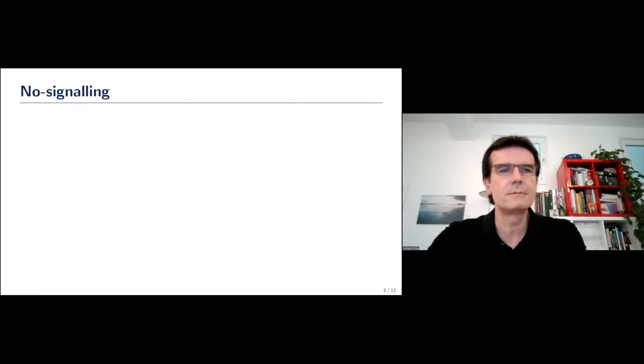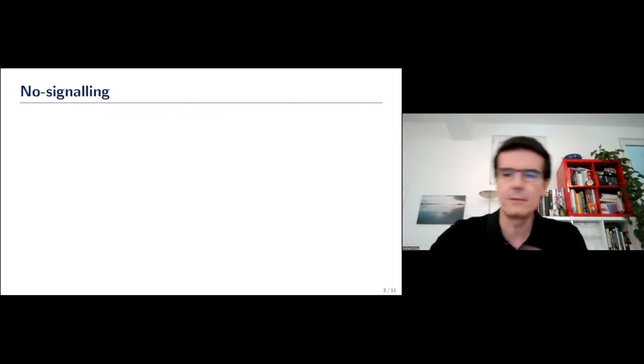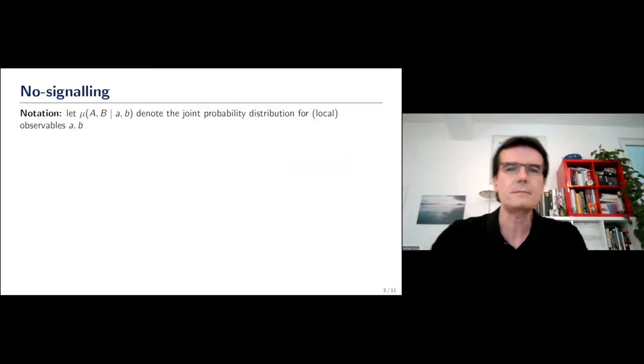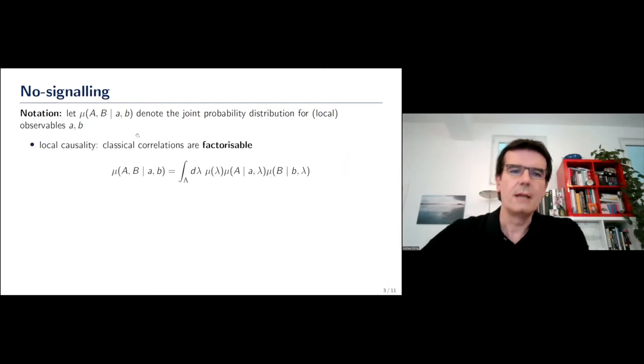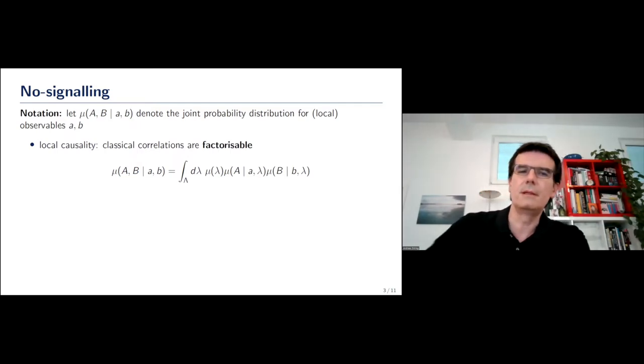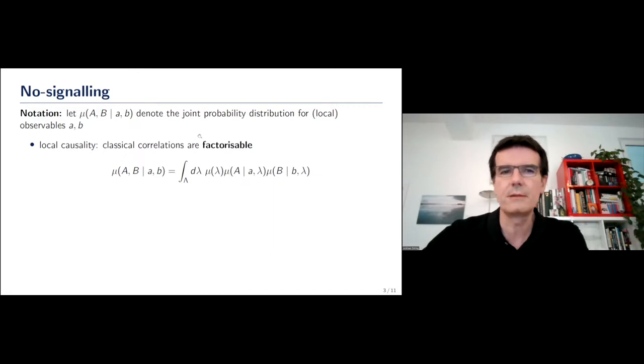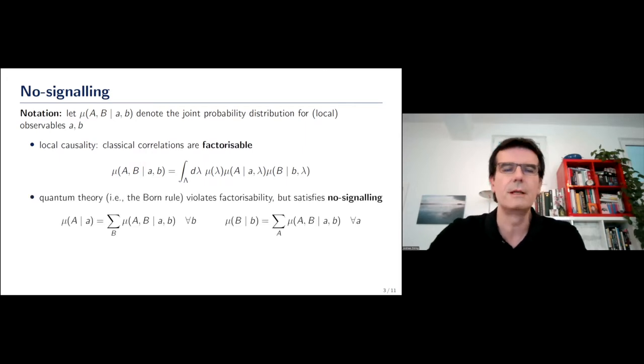Right. We start from something that you're all very familiar with, no signaling. So just a fixed notation. All right, μ(AB|ab) is a joint probability distribution for some local observables a and b, and big A, big B are the outcomes, of course. And then you could demand what is called local causality, namely that your probability distribution factorizes in this nice way. Classical correlations are of that kind, they are factorizable, but as we all know, quantum correlations are not in general.